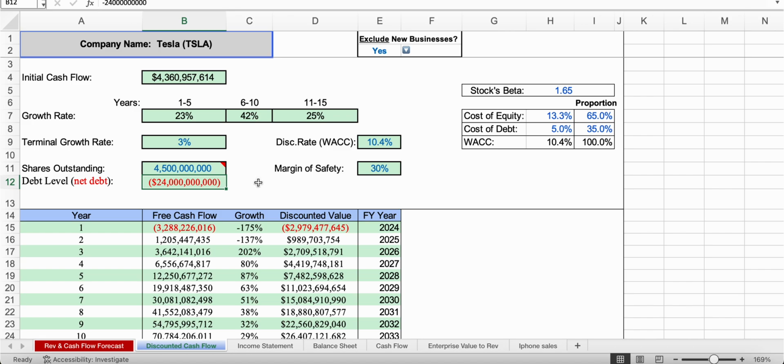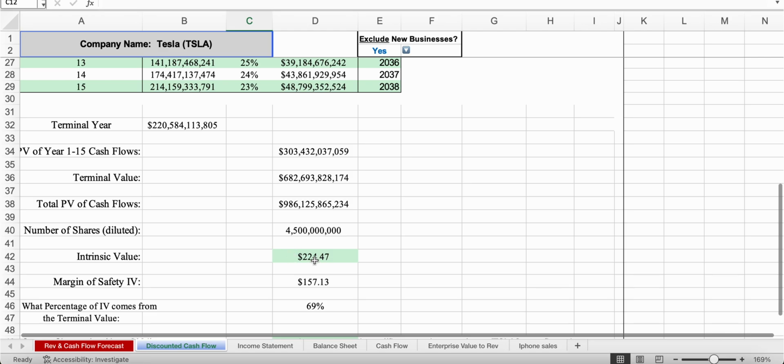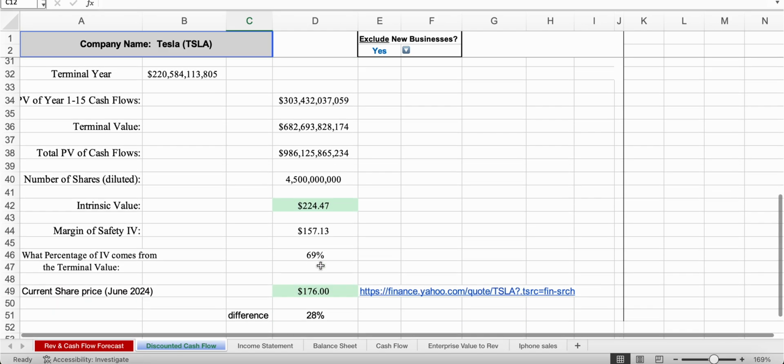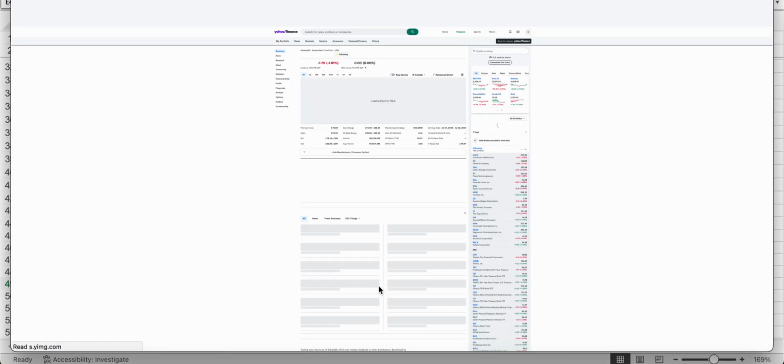And this is a net debt level. It's not a debt level. It's net debt. So if there's a lot of cash, you have to net out the debt level with the cash. And so if there's more cash, you make it negative. So after doing all that, I got an intrinsic value of $224 per share versus today's price, which is what? Let's see. Today's price is 176.29.